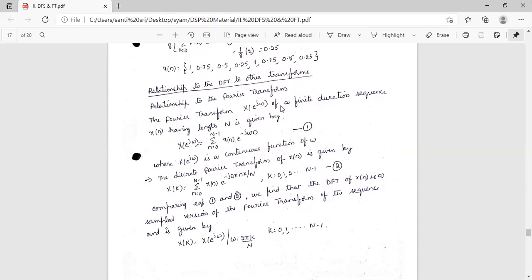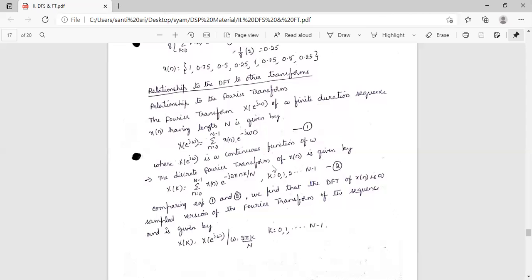So the Fourier transform of the finite duration sequence is given as x of e power j omega equals sigma n equal to 0 to n minus 1 x of n e power minus j omega n. That is equation number 1. Okay. Where x of e power j omega is a continuous function of omega. Okay.